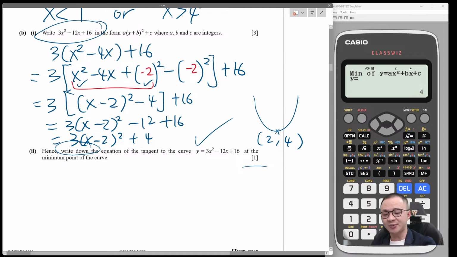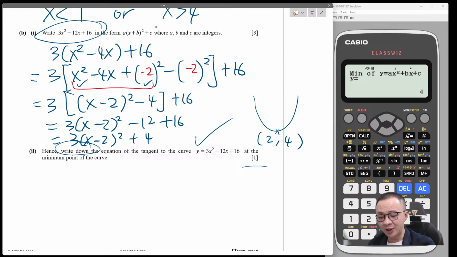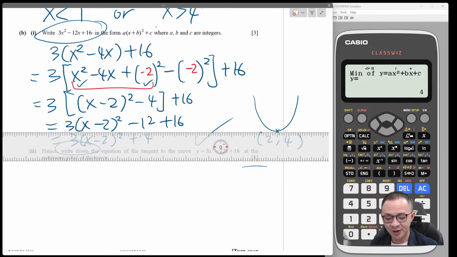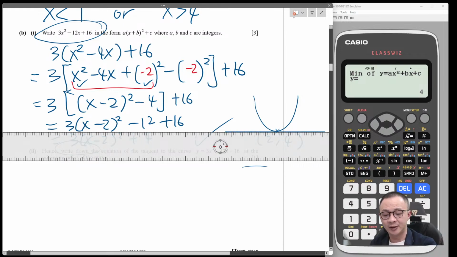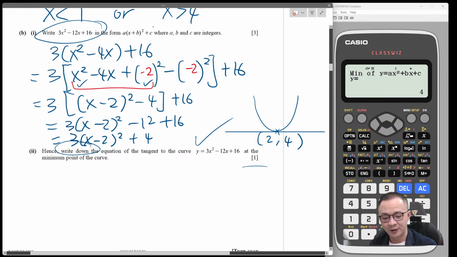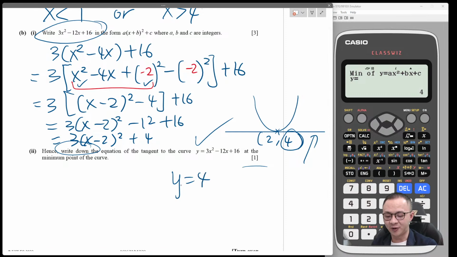So let's say this is my graph. I know I should have a tangent. The tangent happens at the minimum point, isn't it? So therefore, what is this equation? Follow the y, right? y equals 4. Done.